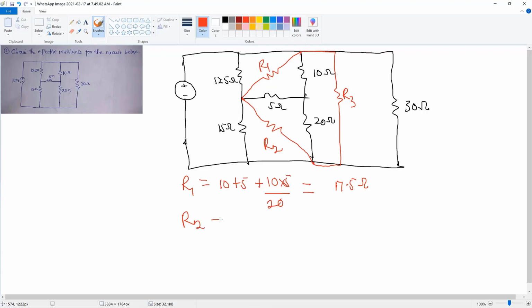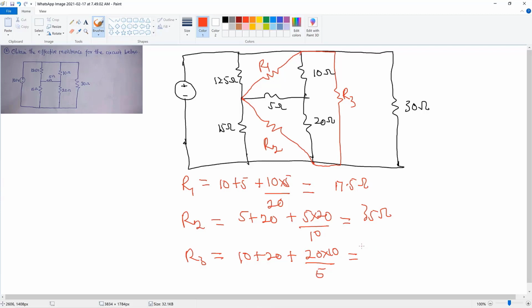Our R2 is equal to 5 plus 20, because those are the 2 resistors R2 is facing, plus 5 times 20 over the resistor that we did not use, and that's 10. And we have 35 ohms for that resistor. Our R3 is equal to 10 plus 20, because those are the 2 resistors that we have, plus their product, 20 times 10 divided by the resistor that we did not use, and that's 5. And the result is 17.5 ohms.